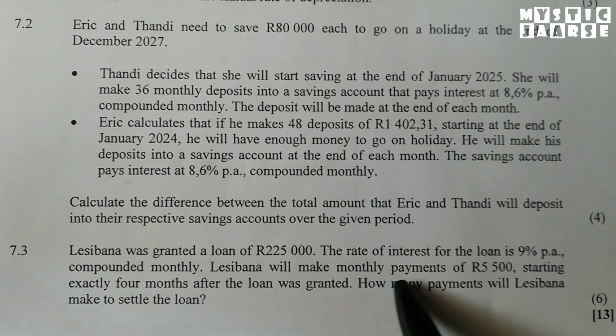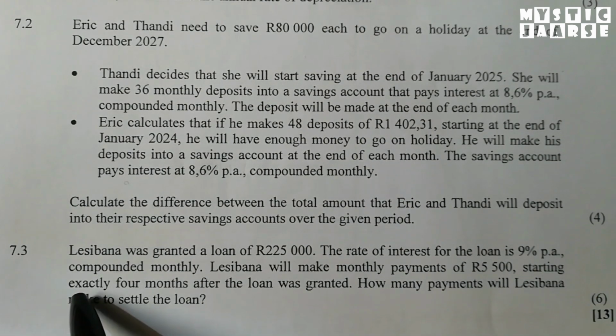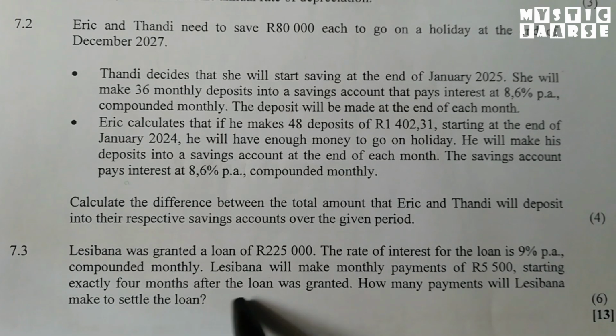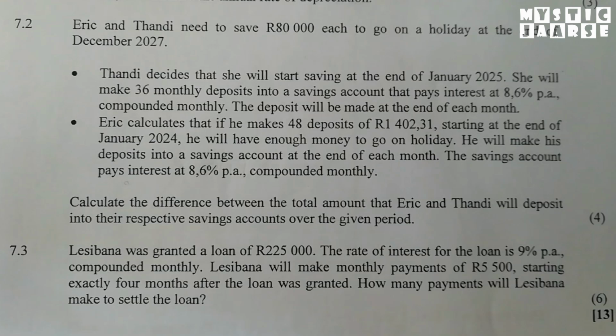Lesibane will make monthly payments of 5,500 rand starting exactly 4 months after the loan was granted. So Lesibane took a gap of 4 months before starting to make payments towards the loan. How many payments will Lesibane make to settle the loan?